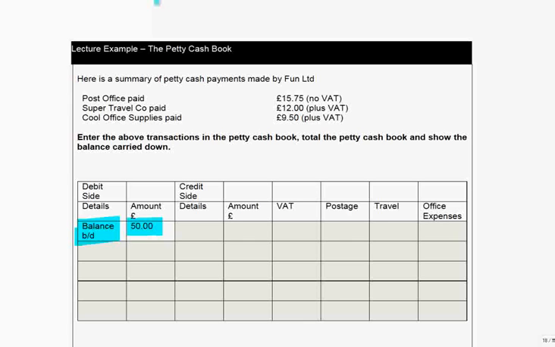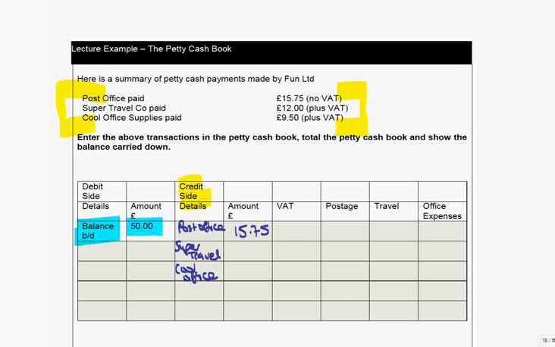So first thing to do is just to fill this information into the credit side of your petty cash book. You might want to have a go at doing that now yourself, watching out for that VAT. So if you want to, you can pause the presentation now and have a go at that.